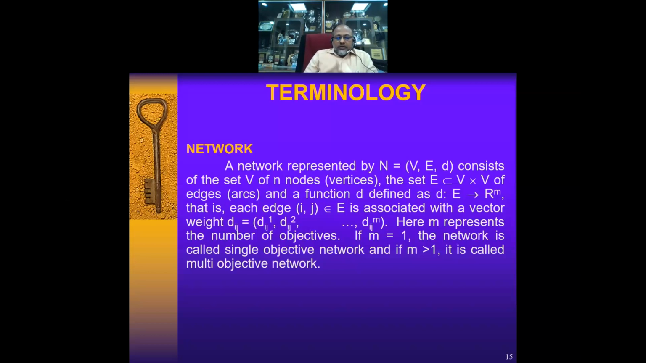If you consider the terminology, a network is represented by N equals (V, E, d). We always know V is the set of all vertices, E is the set of all edges, and d is defined as a function from E to R power m, that is an m-tuple. That is, every edge will be associated with a vector weight d_ij1, d_ij2, etc., d_ijm. Here m represents the number of objectives. So if m is equal to 1, it is a single objective network optimization problem. If m is greater than 1, it is called a multiple objective shortest path problem or network optimization problem.